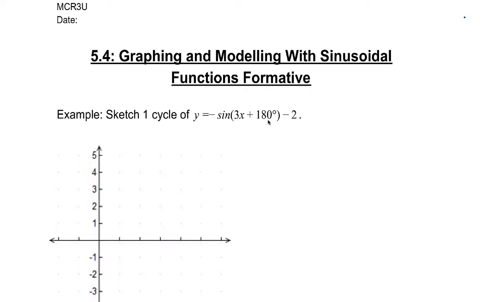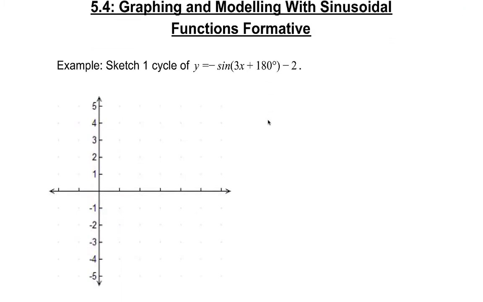These are the solutions for the formative for 5.4, graphing and modeling with sinusoidal functions. So in the first question, we're asked to sketch one cycle of this graph: y is equal to minus sine of (3x plus 180 degrees) minus 2.